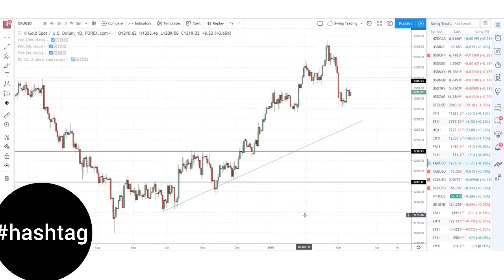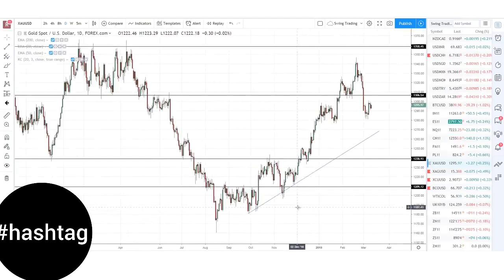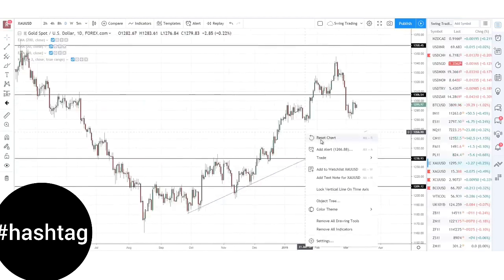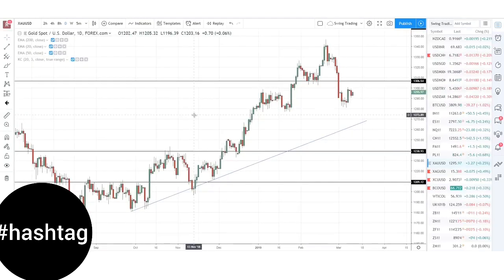Gold, daily time frame as well. So if you look at gold, let me just reset the chart. One thing to point out is that whenever you do your analysis, you want to have the same number of bars on your chart. If not, your analysis will go haywire.